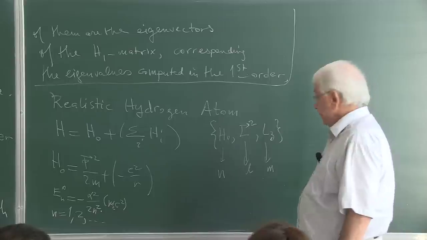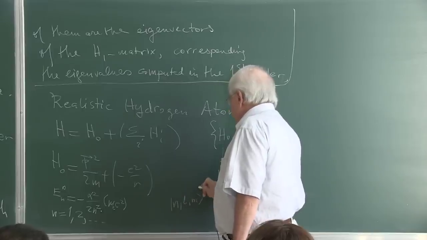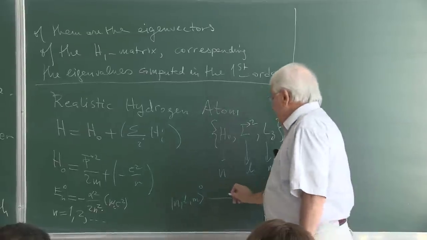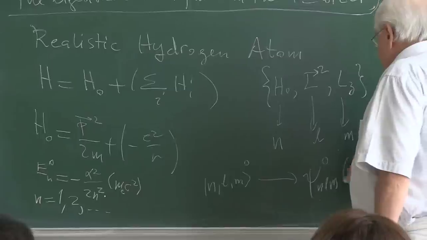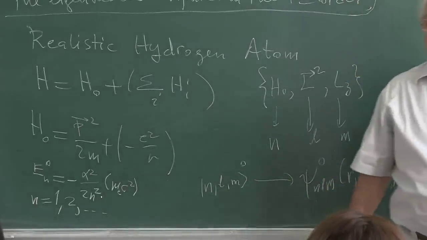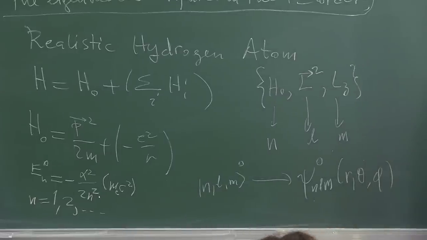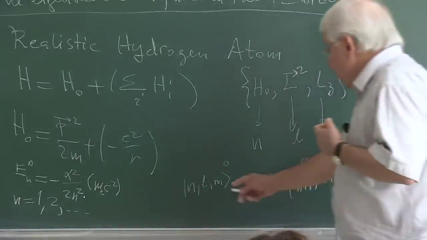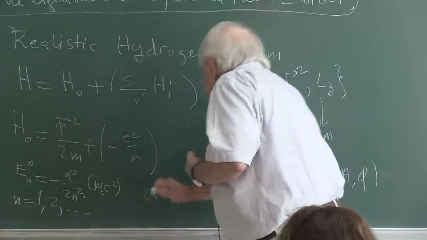However, the states, if you want, you can label with the associated quantum numbers, putting the zero to emphasize that it's associated with the non-perturbed part, or you can focus your attention on the coordinates. Please get used to my language now. That is the projection of this in the X space. But X space shouldn't necessarily be Cartesian. We use the spherical polar coordinates. That is, this one is obtained by projecting this on r, theta, phi, right? Thus it becomes a coordinate wave function.